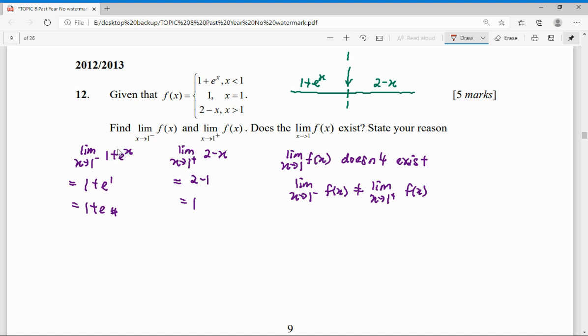The important thing here is that when we're doing the left-hand side, we have to select our function correctly. So this is our concept and this is our answer. And when we're doing the right-hand side, this is our answer. So does the limit exist? Conclusion: it does not exist, with the reason that the left-hand side and right-hand side limits are not equal. So this is for this part.